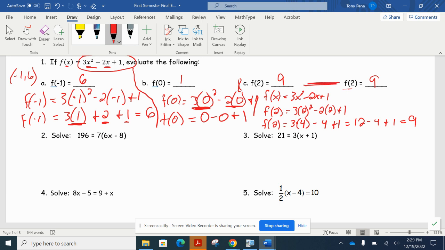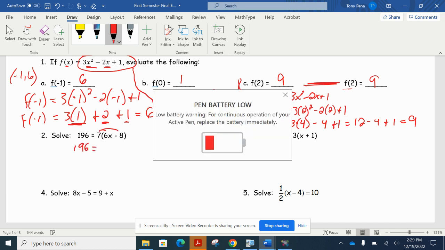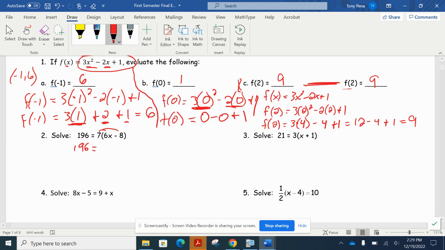The rest of these, or at least the next handful, are just solving equations. Something we did, again, at the beginning of the year is a little refresher of what you would have done in Math 1. So with these, I would think most people would probably go about this via distributing. So we'll distribute that 7 to 6, so 42. And then the 7 and the -8 would make 56.